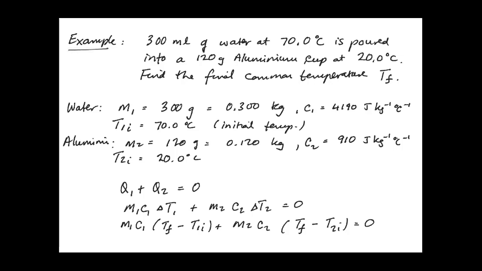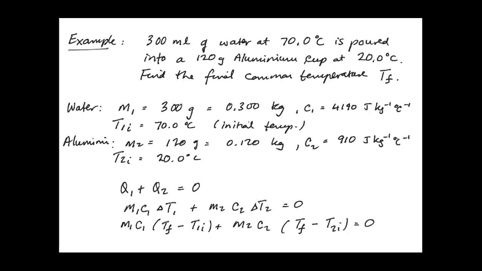Find the final common temperature TF, so we know they both have a final common temperature. The water is object 1. Its mass, M1, is 300 grams, and its specific heat is 4190 joules per kilogram per degree centigrade. Its initial temperature, T1I, is 70 degrees. The second object, M2, of 120 grams, is the aluminium cup, and its specific heat is 910 joules per kilogram per centigrade. Its initial temperature, T2I, is 20 degrees.